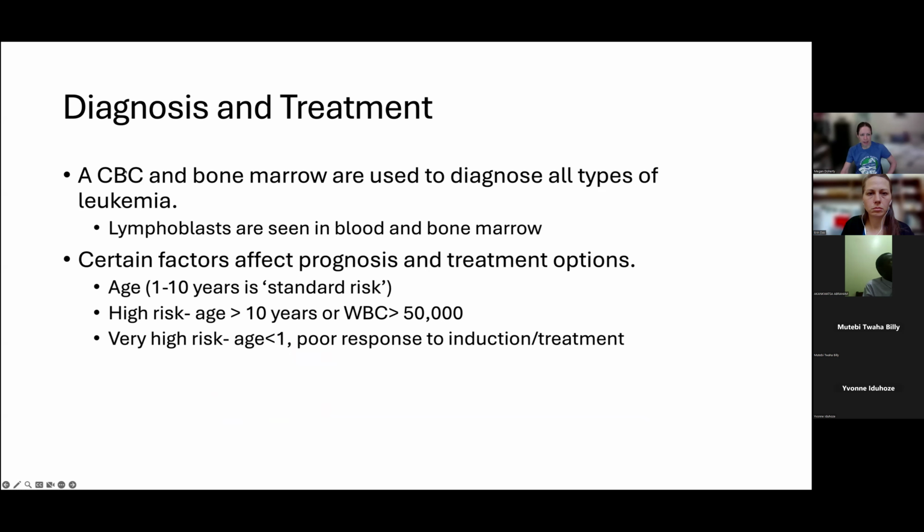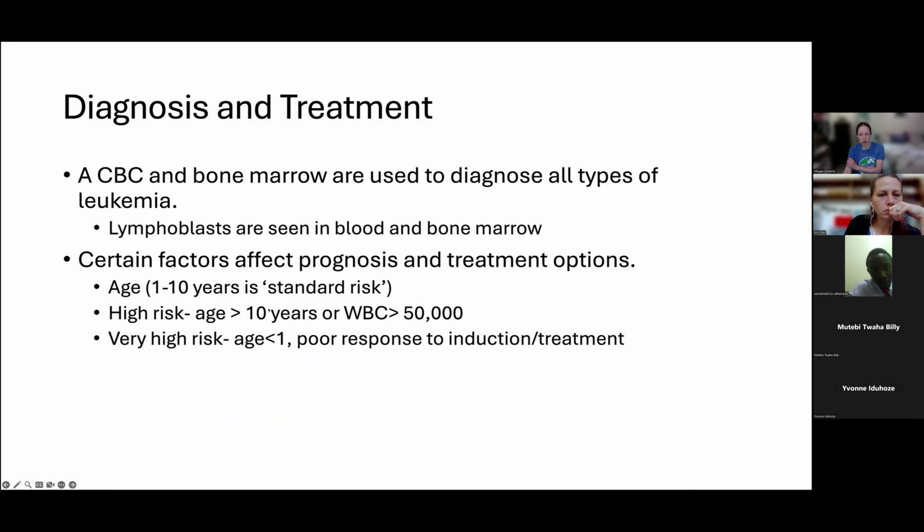So like I said, a CBC, a full blood count, a complete blood count is sometimes what we use in certain settings to diagnose, but ideally we use a bone marrow as well. And like I said, you see these lymphoblasts in both. We have certain factors that affect prognosis. So it's helpful to know these because it helps guide you a little bit in your counseling. So if they're 1 to 10 years of age, they're considered standard risk. That means the best risk, but essentially low risk.